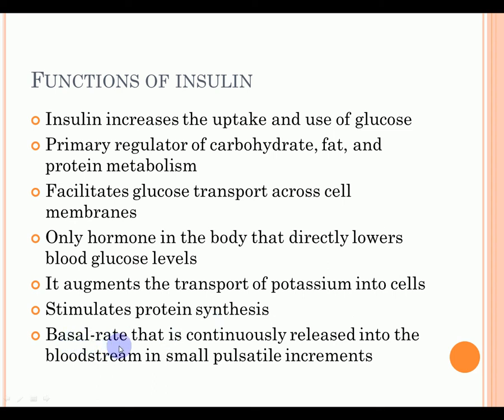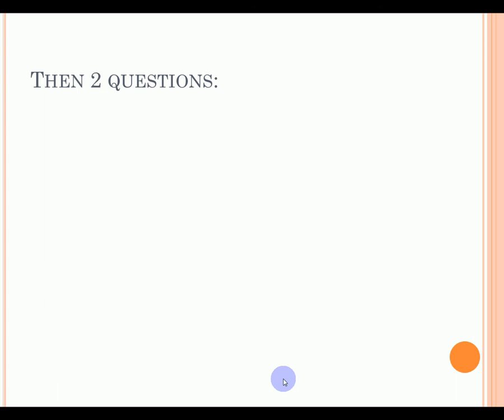That is a basal rate that's continuously released into the bloodstream in small pulsative increments. By basal rate, I mean the rate is about every 10 minutes. So about every 10 minutes, your body goes beep, beep, and gives you a small pulsative increment of insulin to keep your sugar maintained throughout the day. So that brings into mind two questions then.